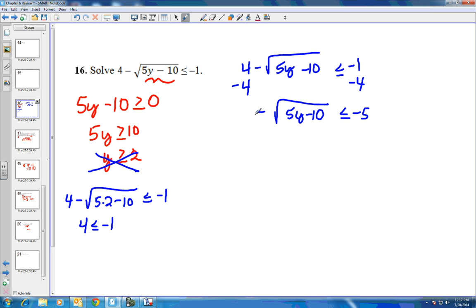Then I need to get rid of this negative. How do I get rid of that? Multiply or divide. So when I do that, I get square root of 5y minus 10. What do I do to this inequality sign? I have to switch it around. Okay, because I multiplied by negative. Now if I want to get rid of this square root sign, what do I do? Square both sides.